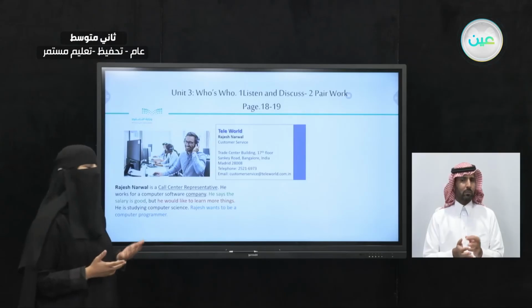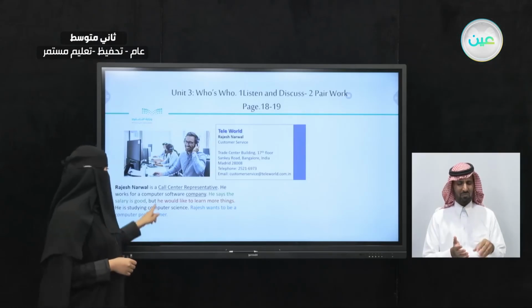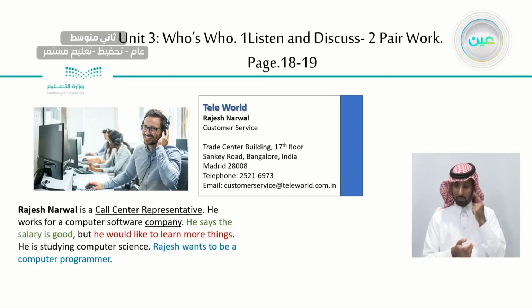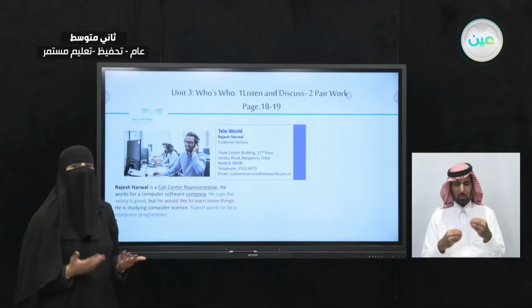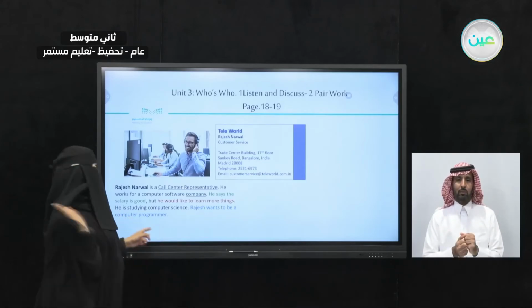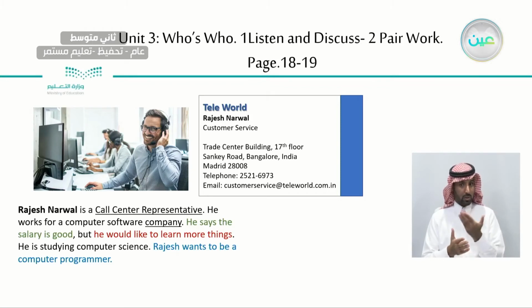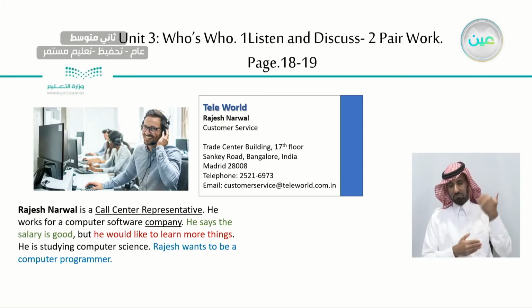But what about the thing that he doesn't like about his job? He would like to learn more things. That means the things he's learning in his job is not so much. That's why maybe he's studying computer science, because Rajesh's goal is Rajesh wants to be a computer programmer. Maybe because he is working in a software company, it made him dream more and would like to achieve his goal. Let's take a look at Rajesh's business card.